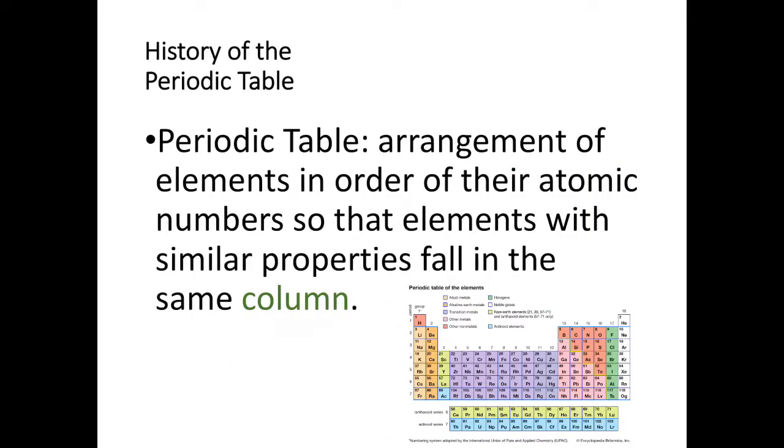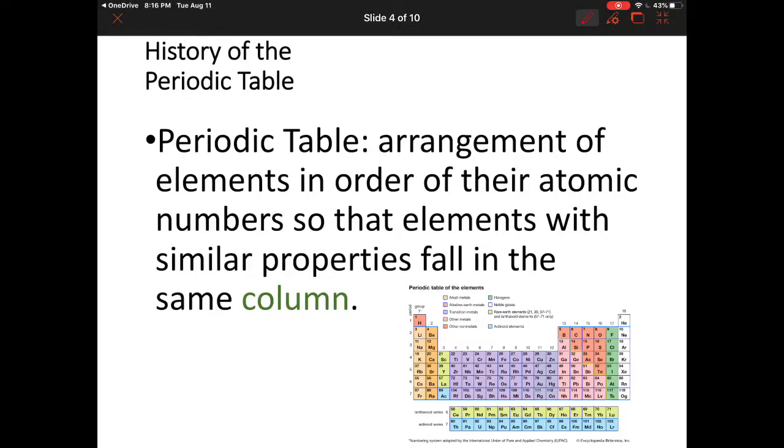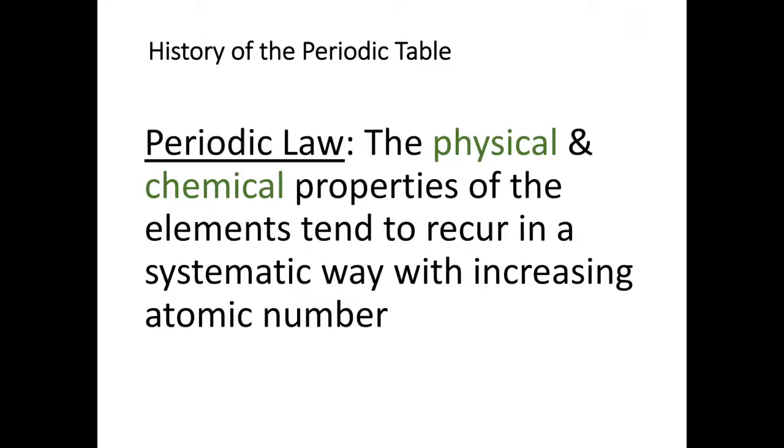The arrangement of the periodic table is by their atomic numbers so that the elements with similar properties fall into the same column. And remember that a column is up and down. So there are several different columns with similar properties, and just by seeing how close an element is to another element, you can tell a few things about that particular element.